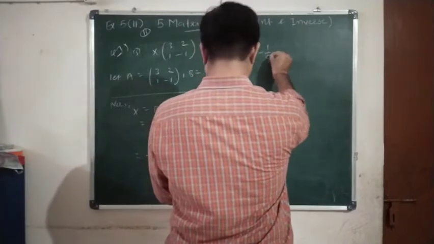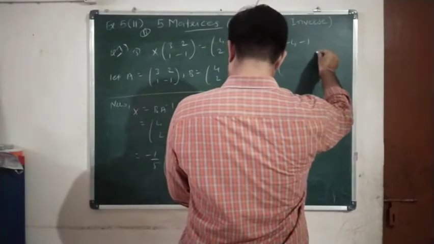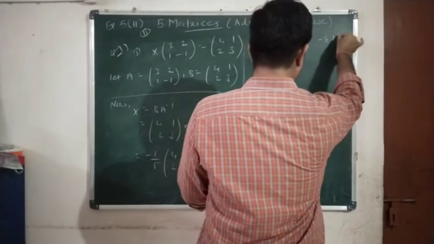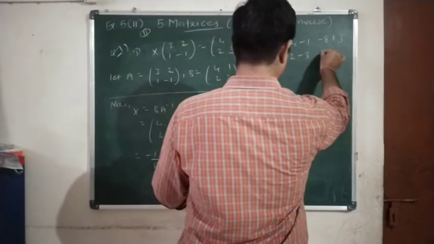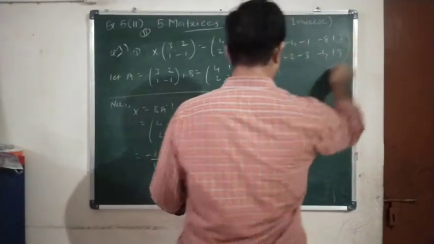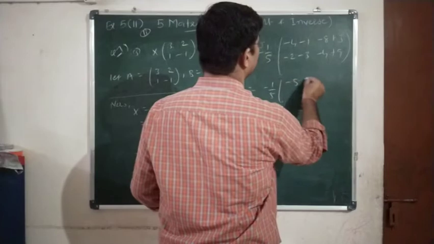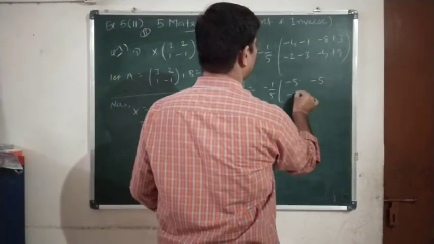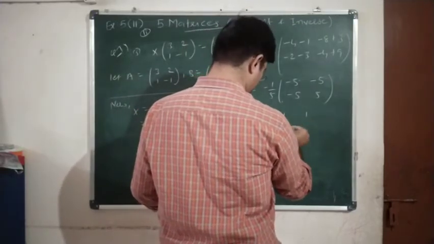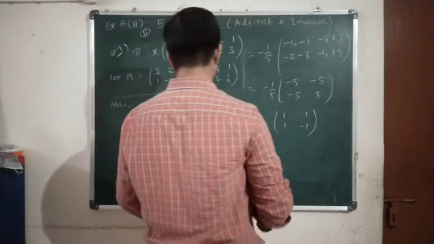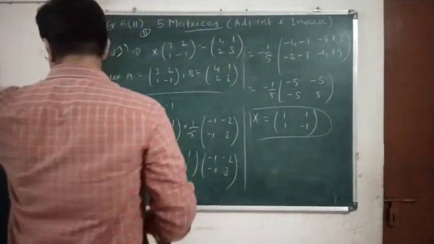It is equal to minus 1 upon 5 into minus 1, 4, 2, 3, 1, 3. Now 2, minus 3, minus 4, 9. So minus 1 upon 5 into minus 5, minus 5, minus 5, 5. So dividing by minus 5, 1, 1, 1, minus 1. Yes or no? This is the required matrix X. Clear? So let us check.